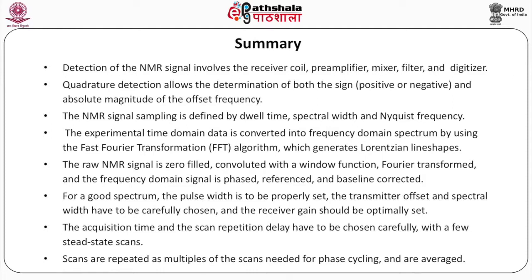The experimental time domain data is converted into frequency domain spectrum by using the fast Fourier transform FFT algorithm, which generates Lorentzian line shapes. The raw NMR signal is zero filled, convoluted with a window function, Fourier transformed, and the frequency domain signal is phased, referenced, and baseline corrected.